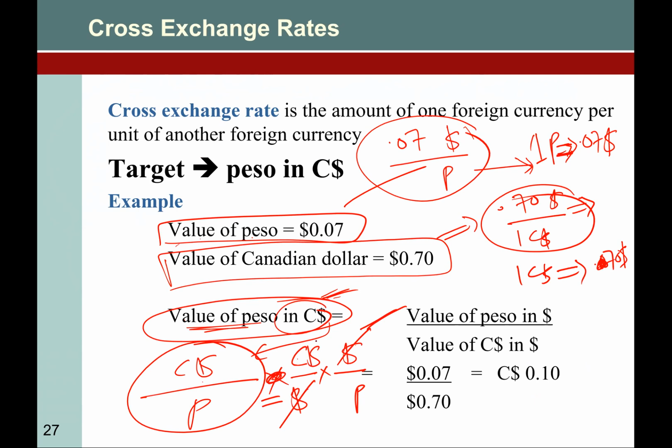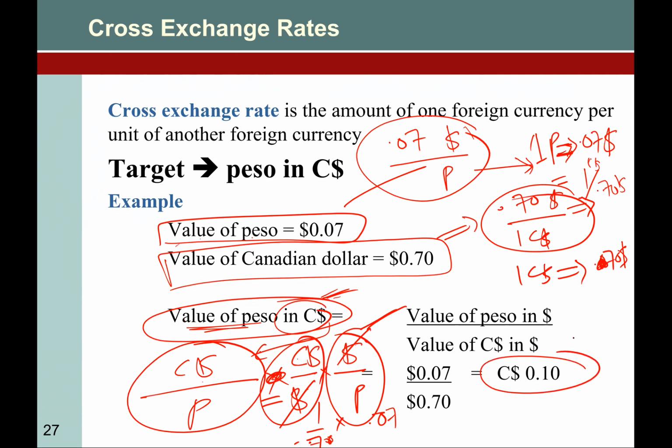So all you have to do is find this rate. Canadian dollar over dollar is not given, so we can flip it over and take the inverse, so 1 over 0.70. We can substitute the value here, 1 over 0.70 multiplied by 0.07, which is already given. That's why we came up with this value. Understand?